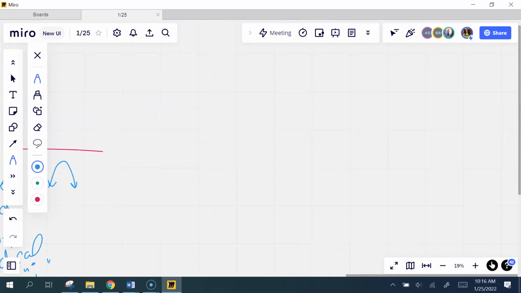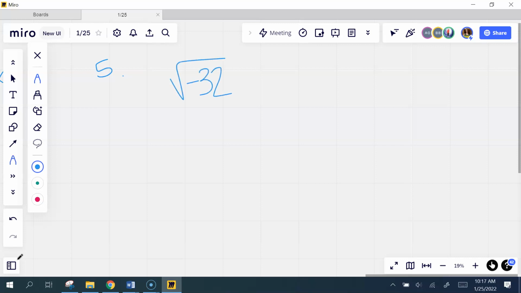Ooh, what if it's not a perfect square? Try this one. What do you think this would simplify down to? This is actually on your sheet. This is number 5 on the very front of your sheet. Try that one and see what happens.